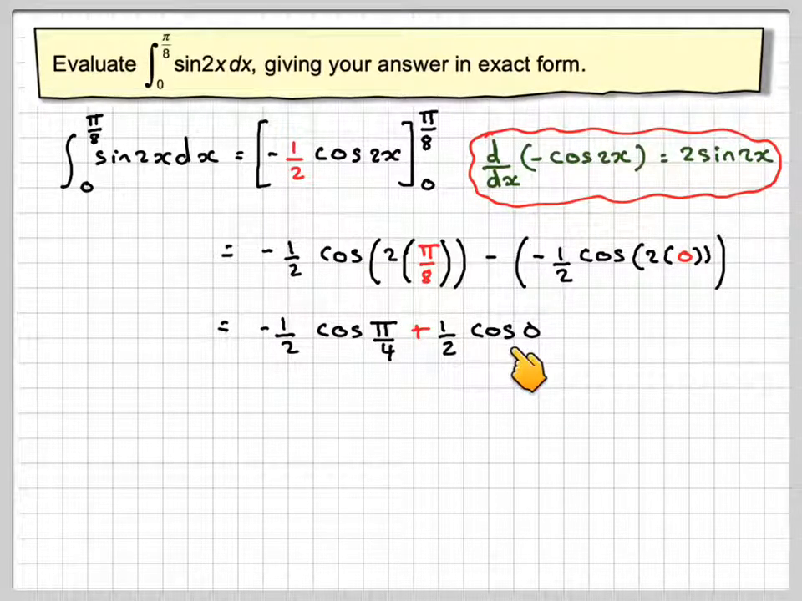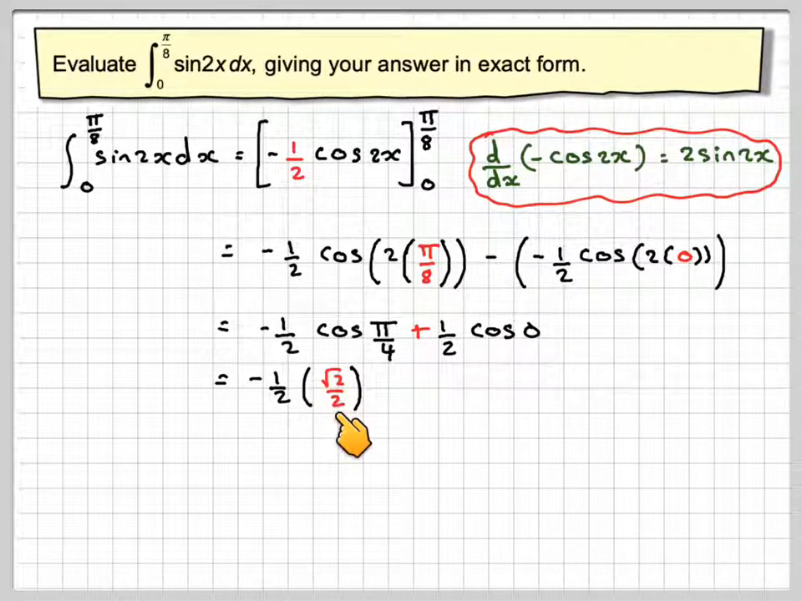Now, you shouldn't assume that the cos of 0 is 0. In fact, it's actually equal to 1. So the cos of pi by 4, you should know, is 1 over root 2 or root 2 over 2. So it will be minus a half times root 2 over 2 plus a half times 1, writing that as a half minus root 2 over 4.